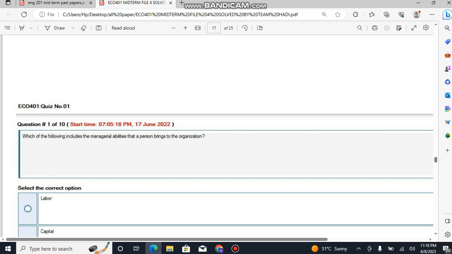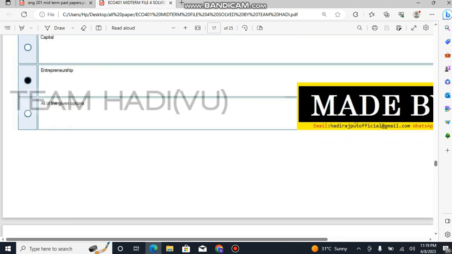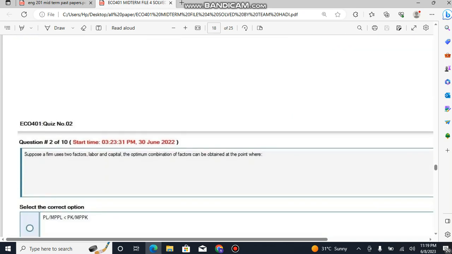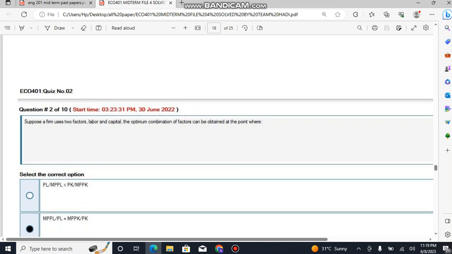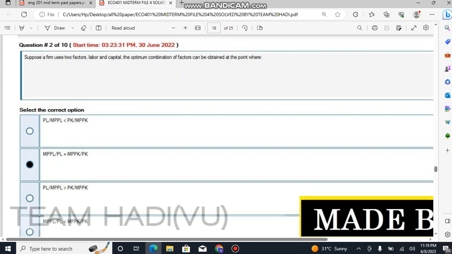Which of the following includes the mental abilities that a person brings in the organization? Internship. Suppose a firm uses two factors, labor and capital. The optimum combination of the factors can be obtained at the point where MPPL/PL equals MPPK/PK.